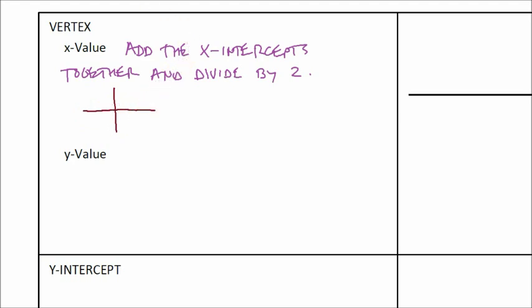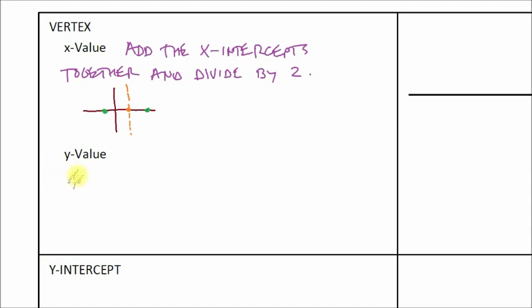let's say that my x-intercepts were right here on it and right here. Well, when we add the x-intercepts and divide by 2, we're going to actually find the point that's exactly in between the two x-intercepts. And we know that's where the vertex has to be, because that's where the axis of symmetry is going to be. So all we're doing is taking the average of the two x-intercepts. We add them together and divide by 2. That's taking the average.